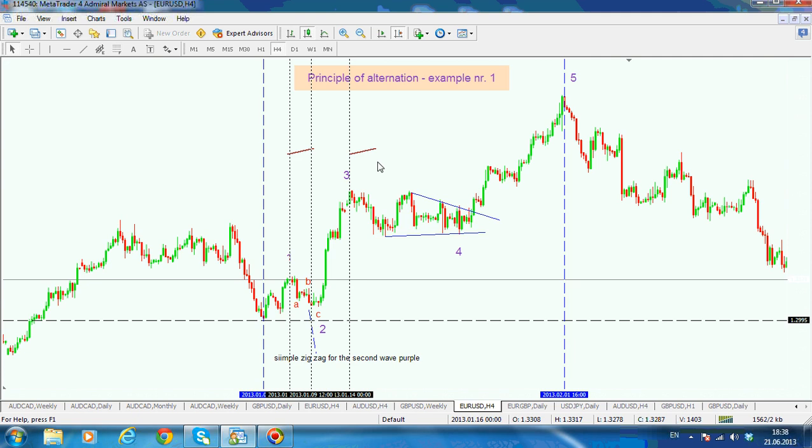So we had the alternation in the construction structure. We had the zigzag here and the contracting triangle there. And let's move on to the next recording to see more.